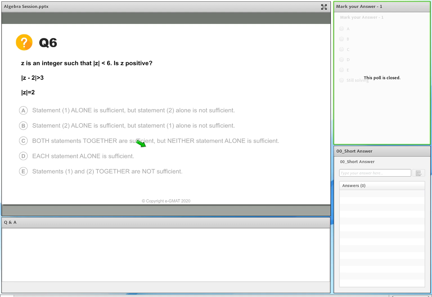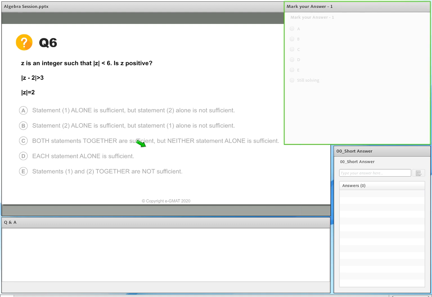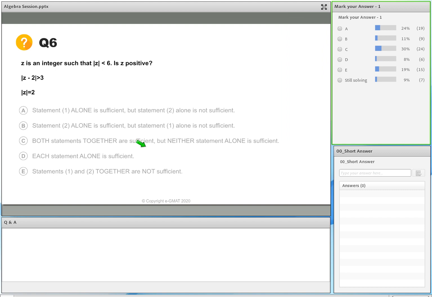Okay, the poll is now closed. Let's see. Look at how divided this vote is. The majority has gone with C, but a very small majority, just 30%. And then there's 24% votes for A, 11%, 19% for B and E, and then 8% for D as well.